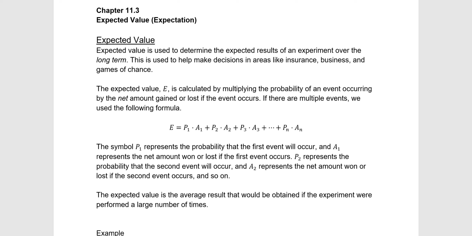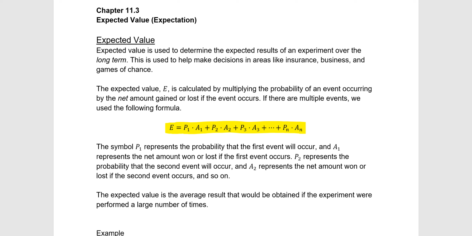The expected value, which we're going to denote with a capital E, is calculated by multiplying the probability of an event occurring by the net amount gained or lost if the event occurs. Then, if there are multiple events, we add up all of the individual products. So the formula is E = P1 times A1 plus P2 times A2 plus P3 times A3, and so on.